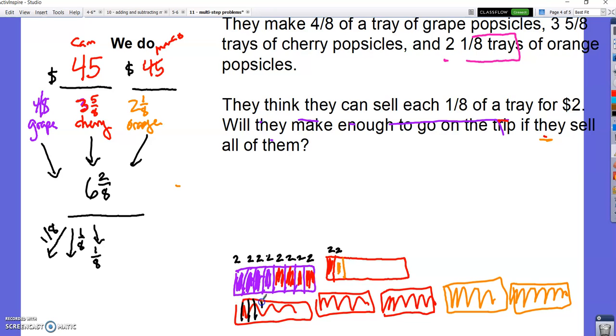1, 2, 3, 4, 5, 6, 7, 8. That still seems like a lot to do. 3, 4, 5, 6, 7, 8. So what I'm really going to do, I'm going to look at one of them and assume the same thing's going to happen. So if I look at this tray, if they can make $2 8 times from this tray, they can make $16 from this tray.